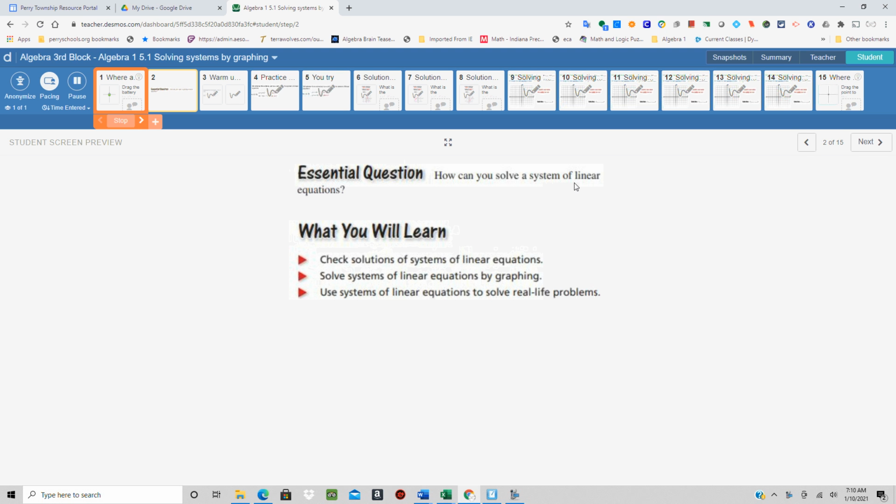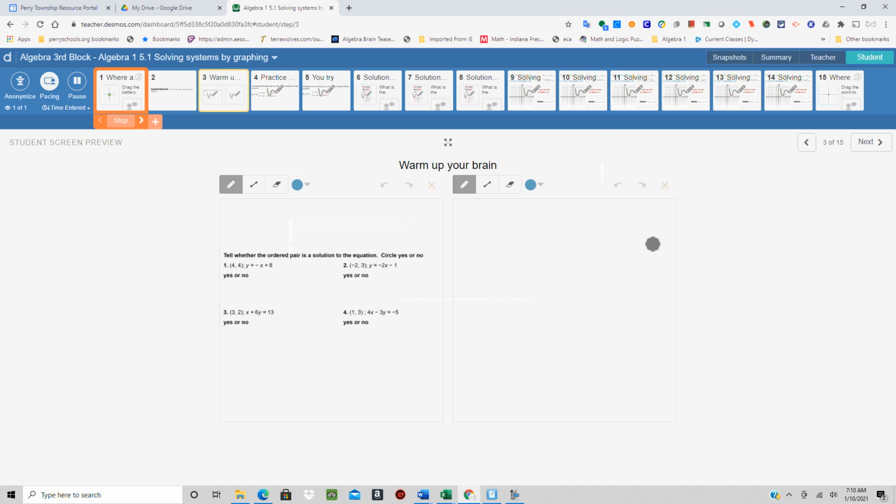A system of linear equations is when you've got two or more equations. So first semester, we spent a lot of time doing one equation. Now we're throwing two equations in at the same time. So let's kind of get our thinking going. Tell whether each ordered pair is a solution.